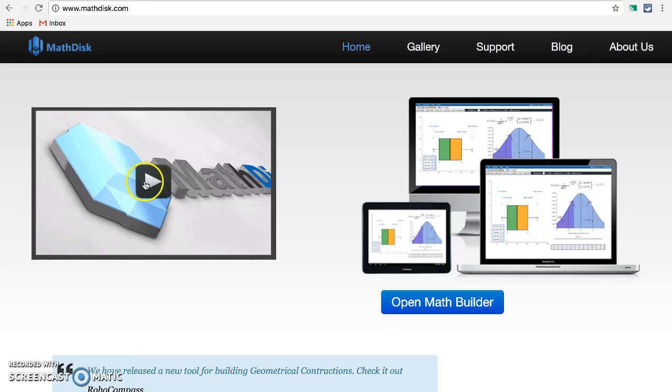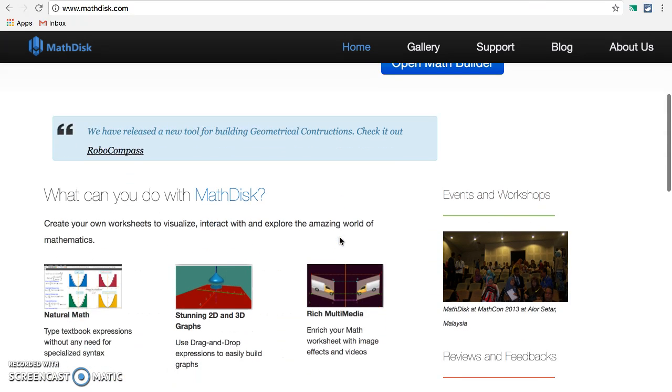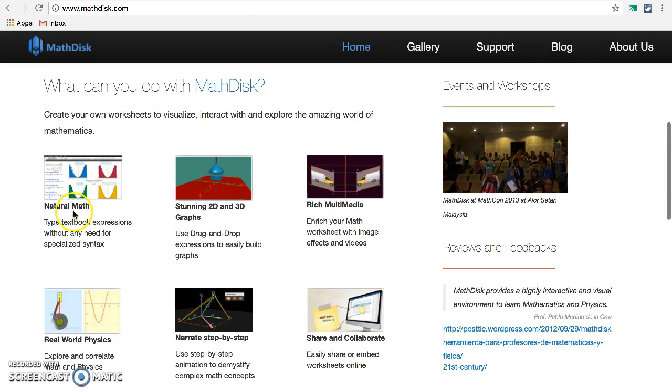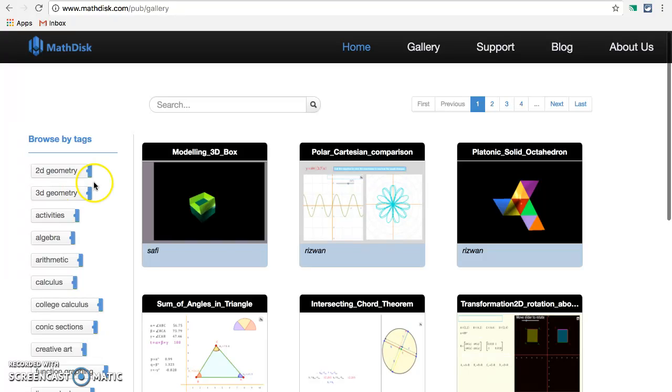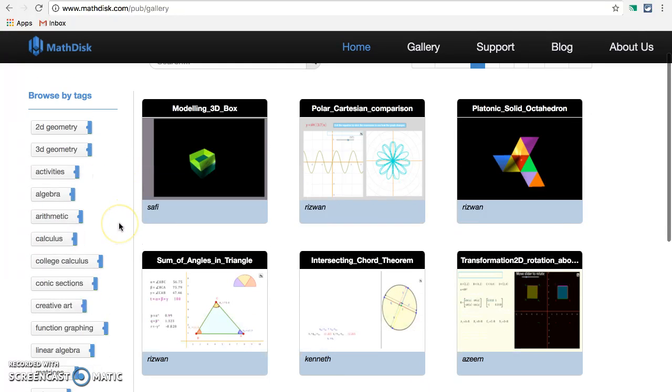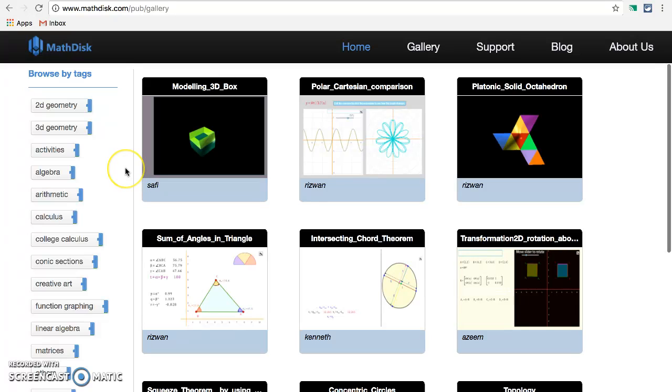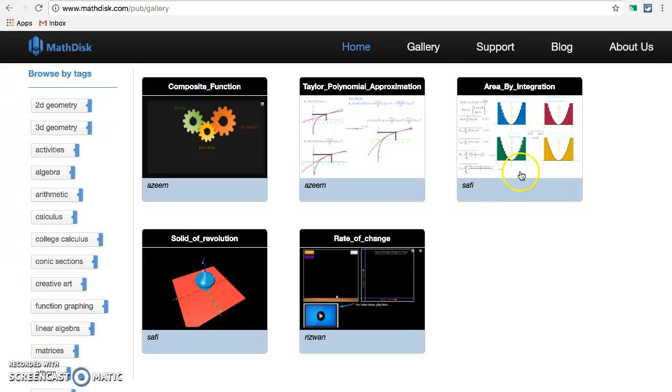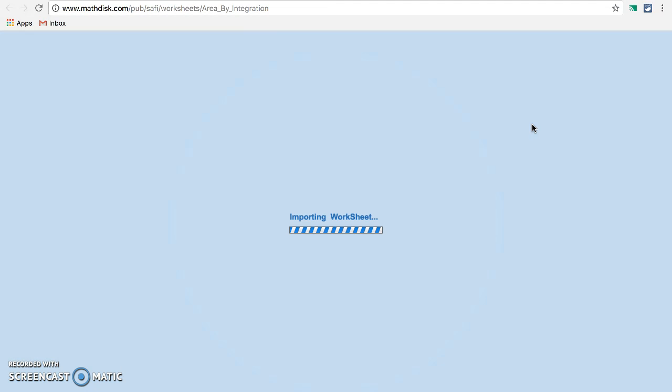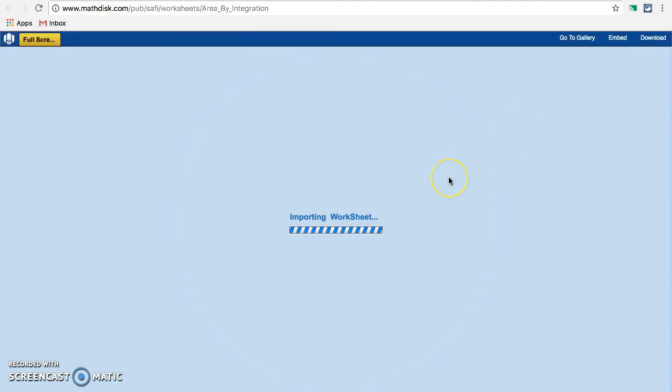There's an excellent tutorial right here, if you listen to it, that tells you a lot of things that you can do with this. And I'm going to scroll down here just a little bit, and I'm going to go to where it says Natural Math here and click on this link, and it pulls up a drop-down menu over here of several different tags. And again, I'm going to go down to the one that's Calculus right here, and then I'm going to go over to Area of Integration. And what Area of Integration is, if I click on this, I'll wait for it to come up here.